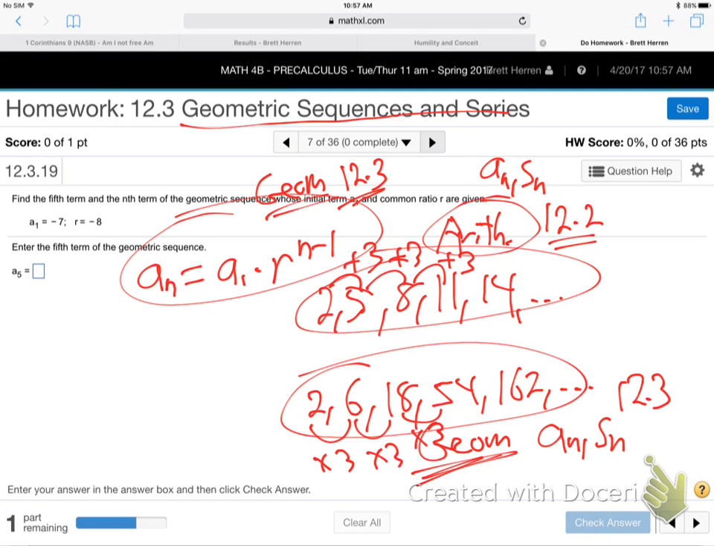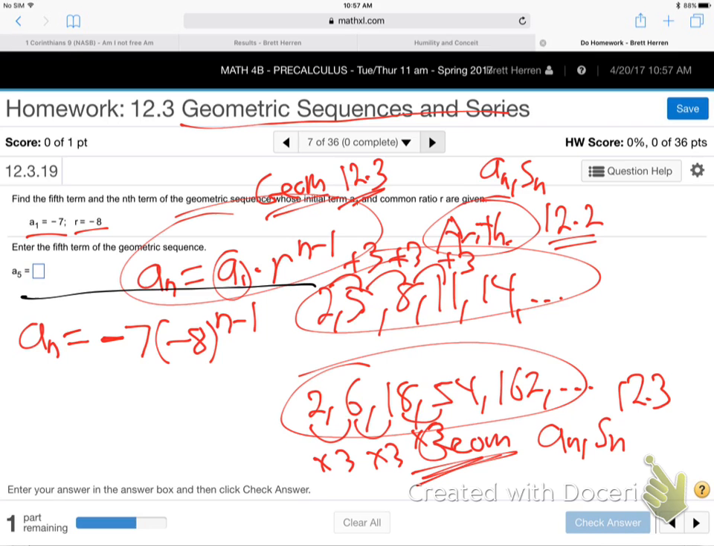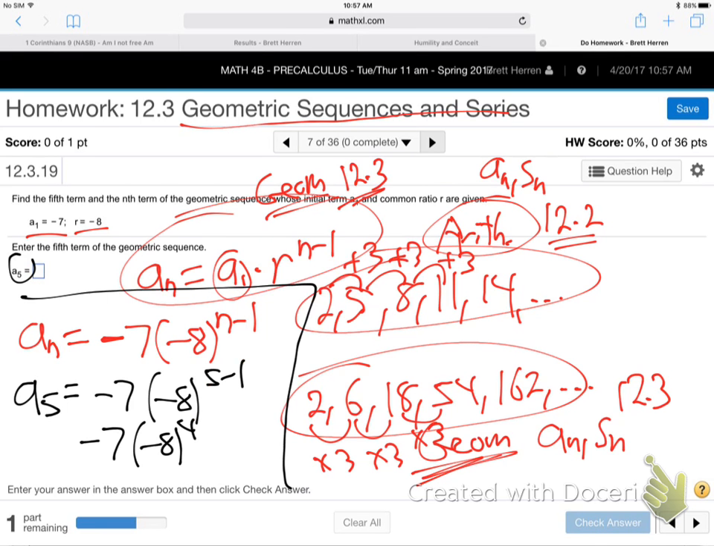All right, so let's use it. It's saying A1 is negative 7, R is negative 8. So I'll use this formula. A sub n is A1, negative 7, times R, negative 8, to the n minus 1 power. We good so far? Now, what do they want me to find? A sub 5. So plug in the 5. It goes up to negative 8 to the 4. And that's some big number.